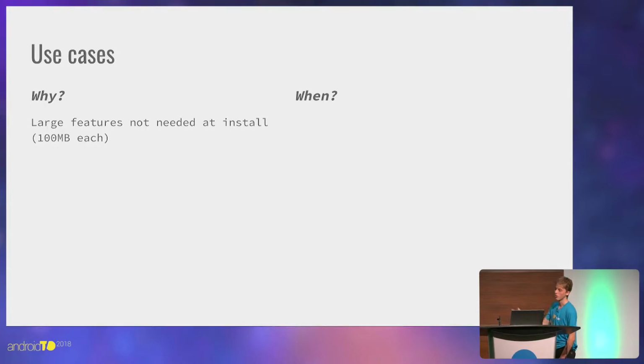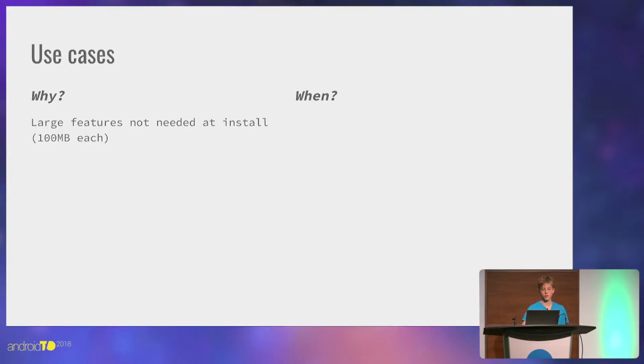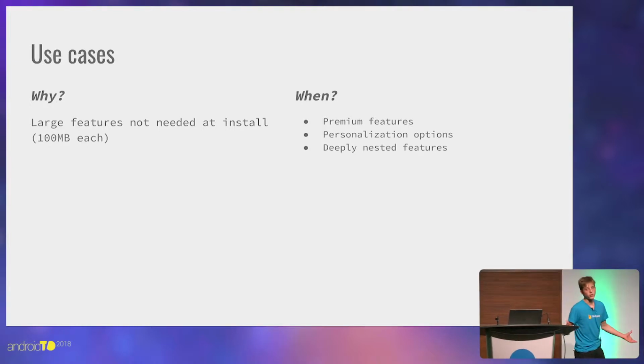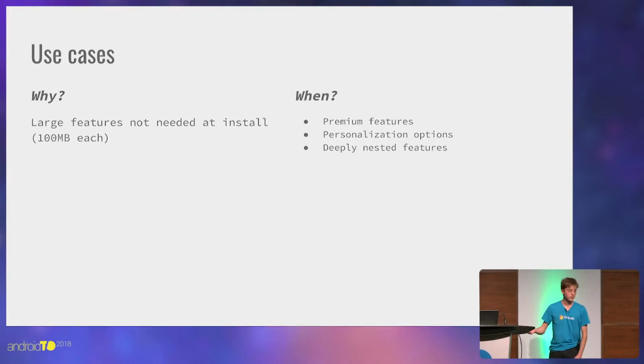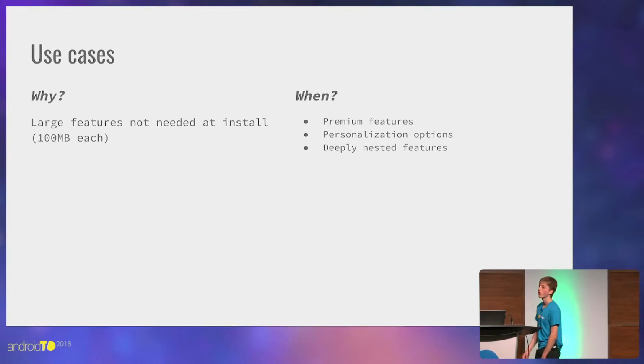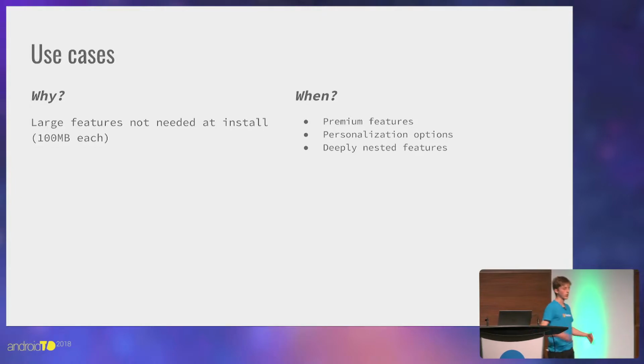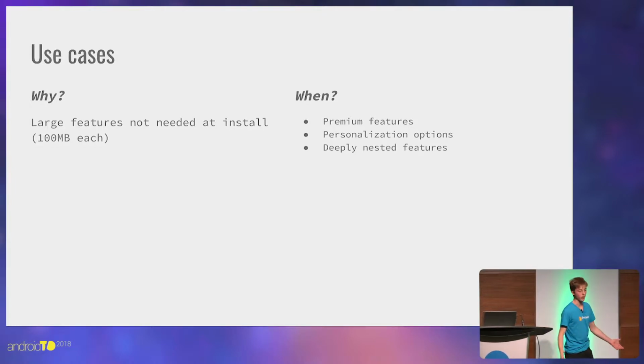So if you don't need these big features, you can delay their installation to later. So that could be things like, if you have premium features, right? Your user's going to have to go through the Play Store dialog anyway if they want to download it and get your upgrades. So that's not really an issue UX-wise. If you also have personalization options, just these sort of extra things that maybe your user doesn't need right away.